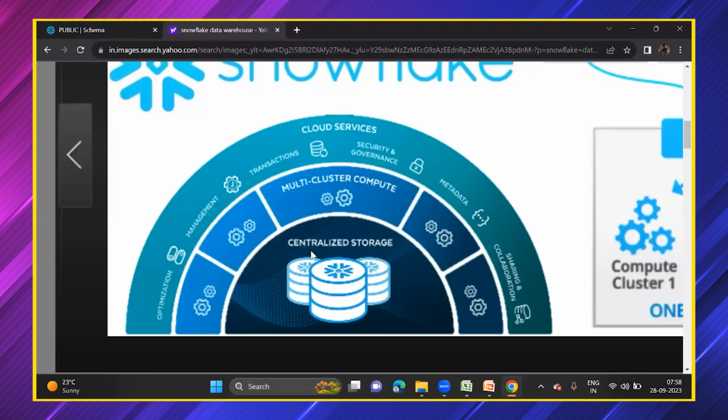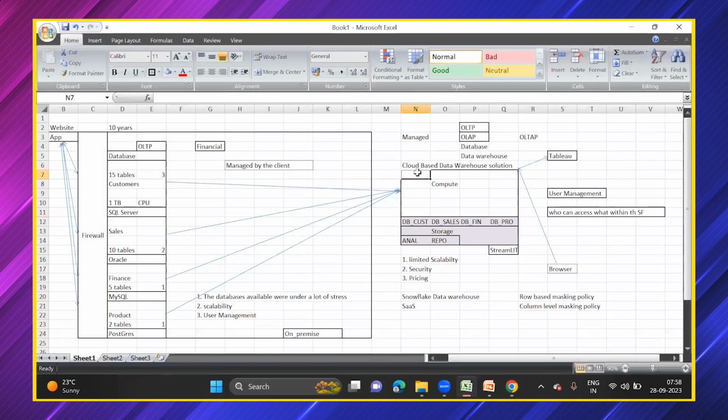This is also one of the features of data warehouses, that we want to bring everything in one place to do the reporting, so that it becomes easier. Then over the centralized storage, we have something called multi-cluster compute. The compute layer, which I mentioned, has something called virtual warehouses. We will see that later on.